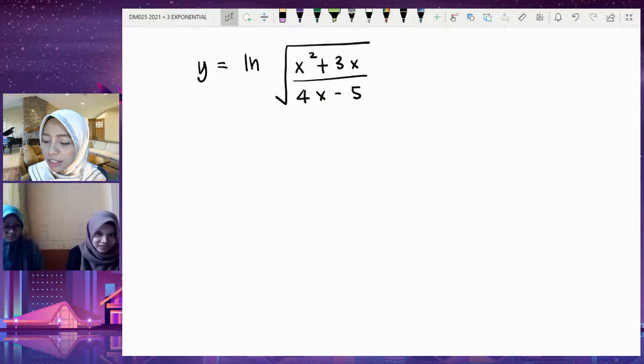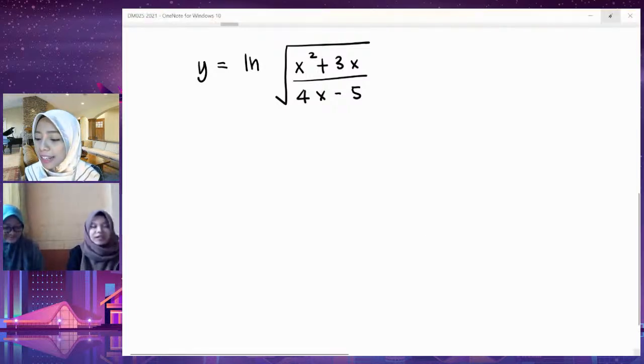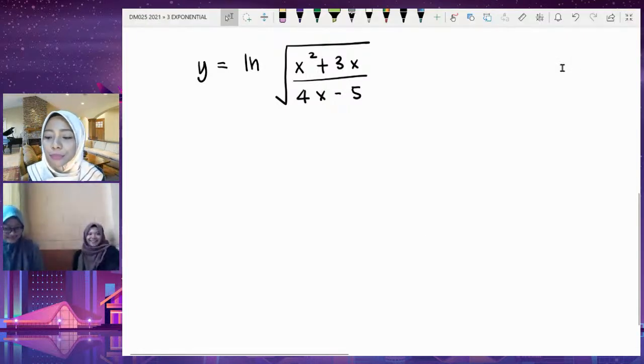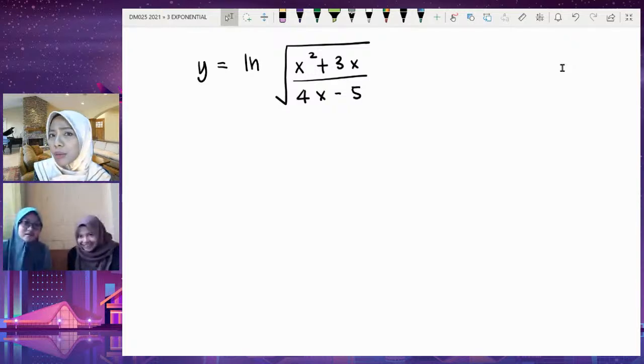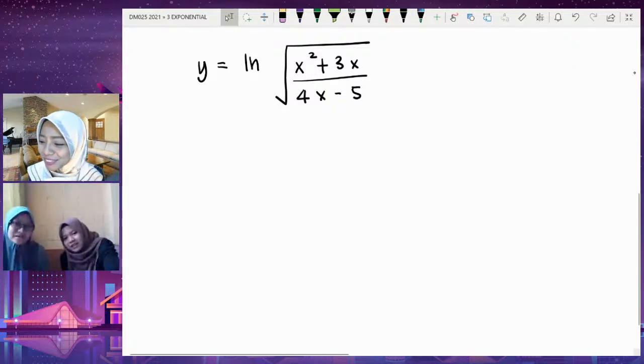Okay, ada Nina dan Shu dan kawan-kawan lain. I nak tengok what is the first step. First step, what are we going to do? 1/2 ln.